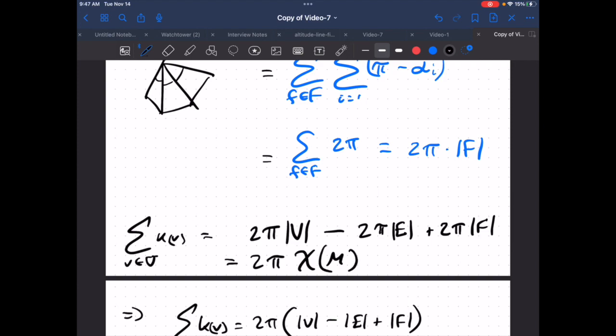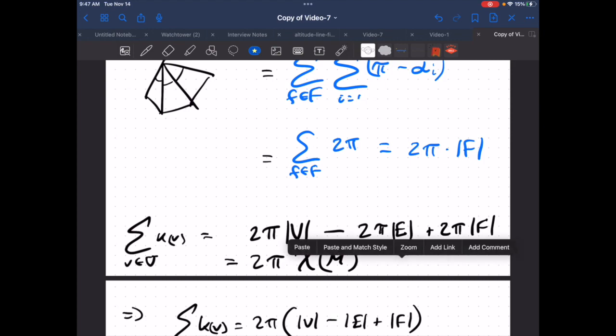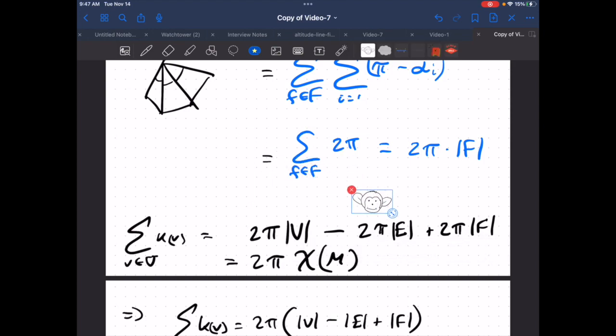Oh, we ran out of a little room, but that's okay. Let's see, where's our Bonnet macaw? There he is, for our end of proof symbol. End of proof, little one there. Okay, so we did it.